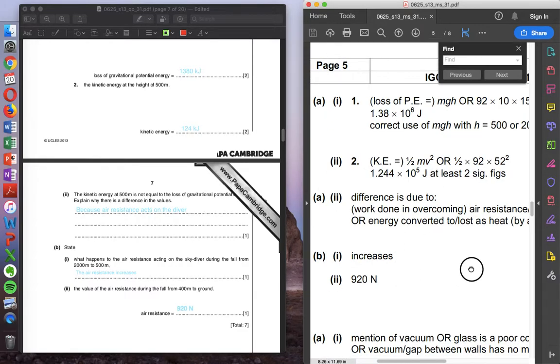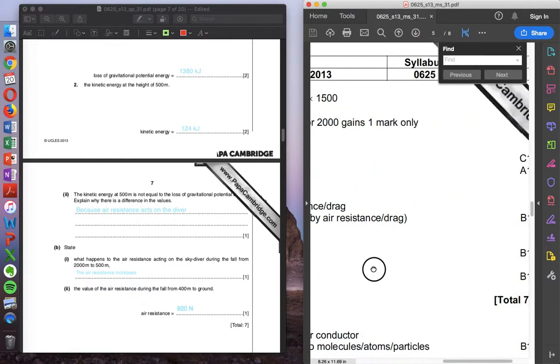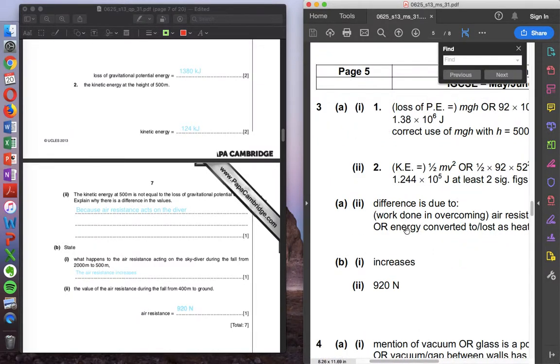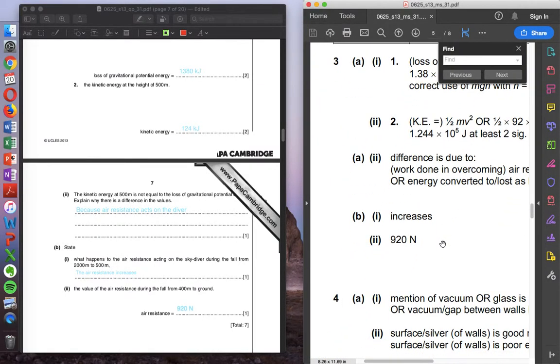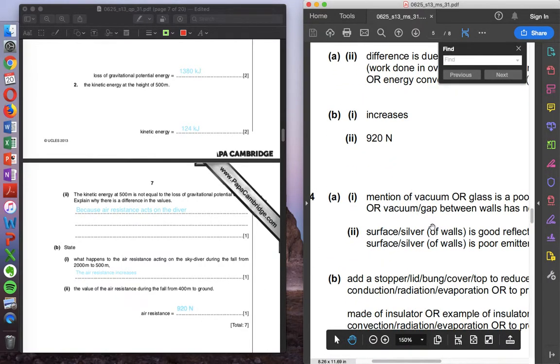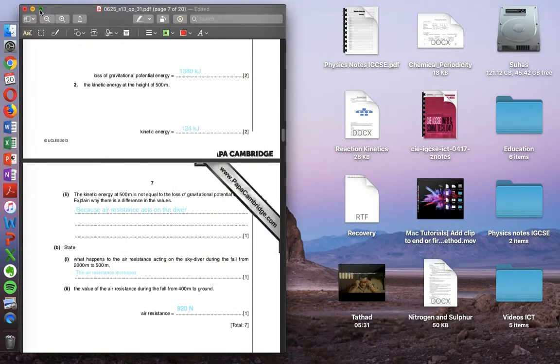Overcoming air resistance, energy converted. This is a 1 mark answer, so it should be given by air resistance. The words in the brackets are not compulsory. Increases, and 920 newtons. Done. So our answers were correct. And see you in the next video.